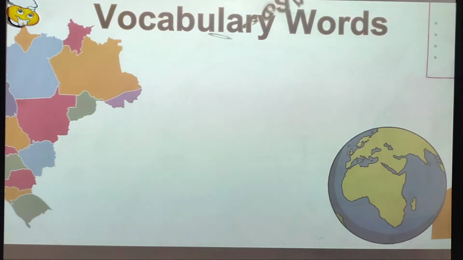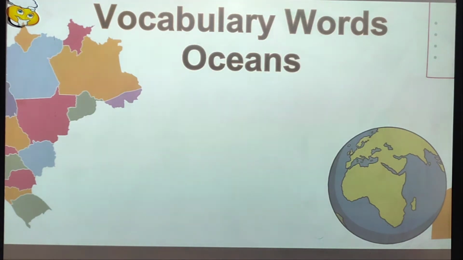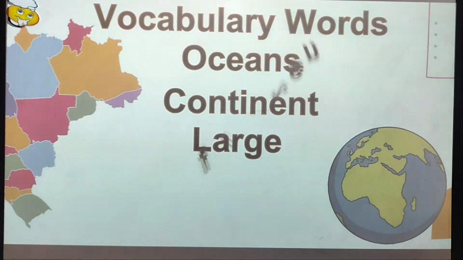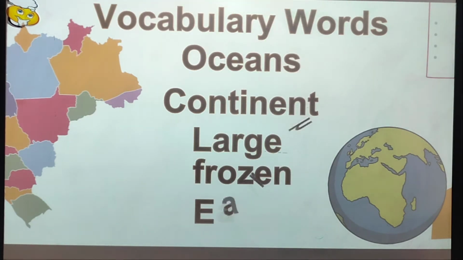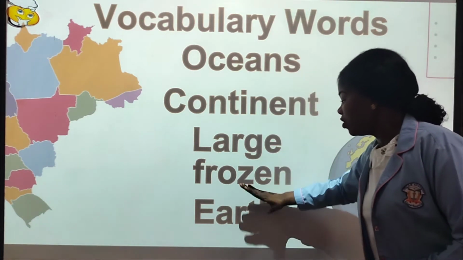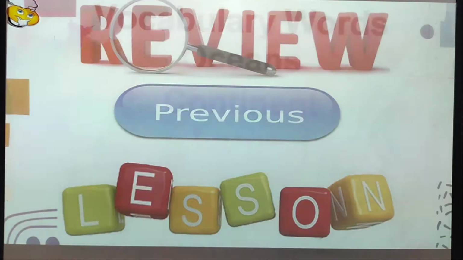Vocabulary words. Now, our vocabulary is ocean, continent, large, frozen, and Earth. One more time. Oceans, continents, large, frozen, and Earth.